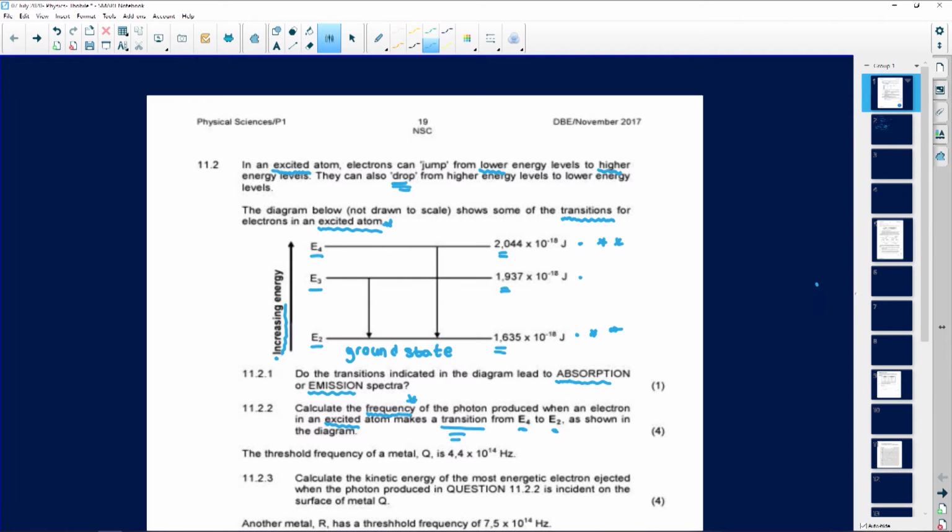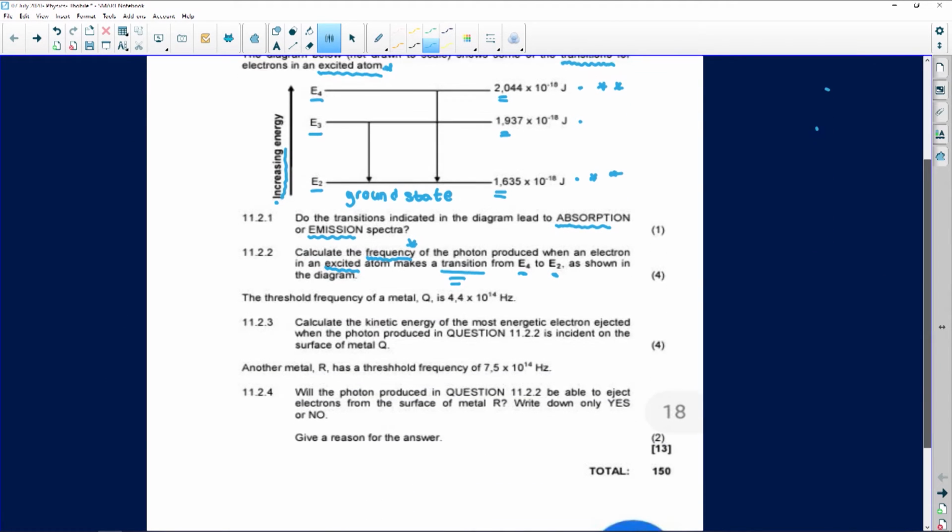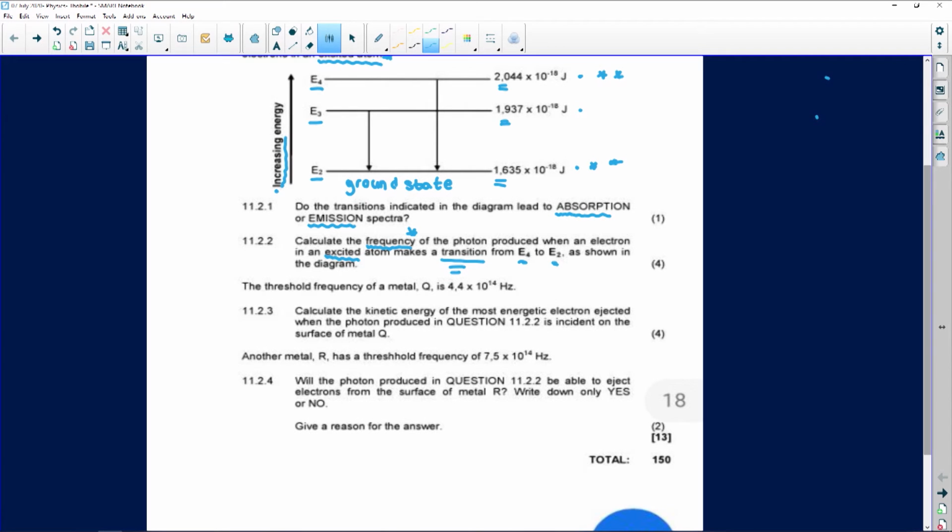So let's look at the other question. So now we're given a little bit of information first here. It says the threshold frequency. Remember, when we talk about threshold, it is the minimum energy required for radiation. So the threshold frequency of a metal, which they call Q, is 4.4 times 10 to the 14 hertz. Okay, so that is f0.